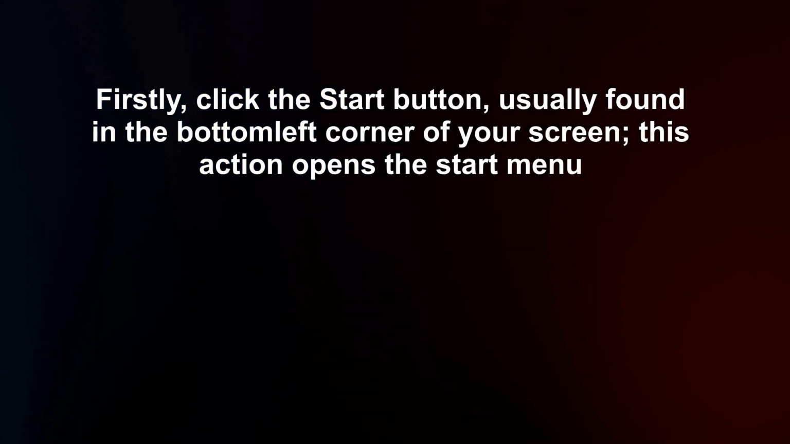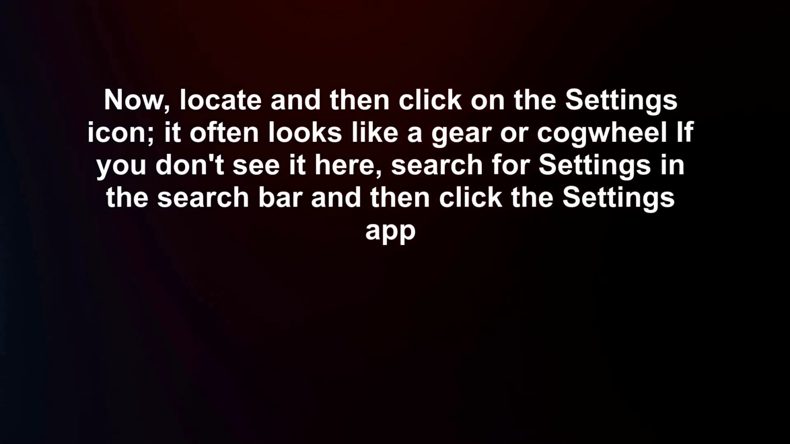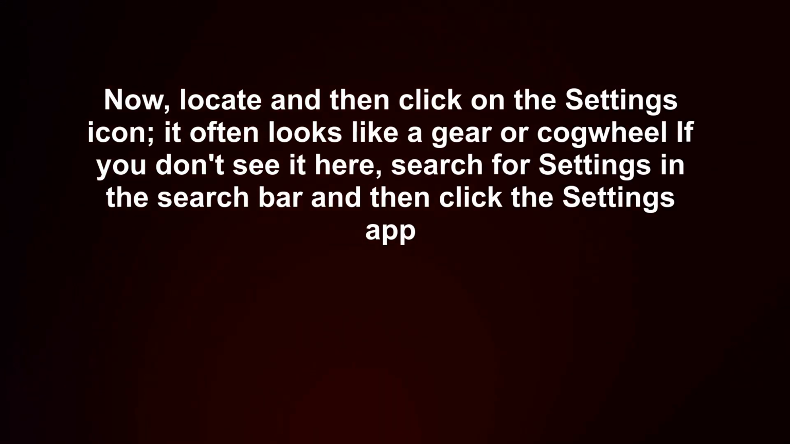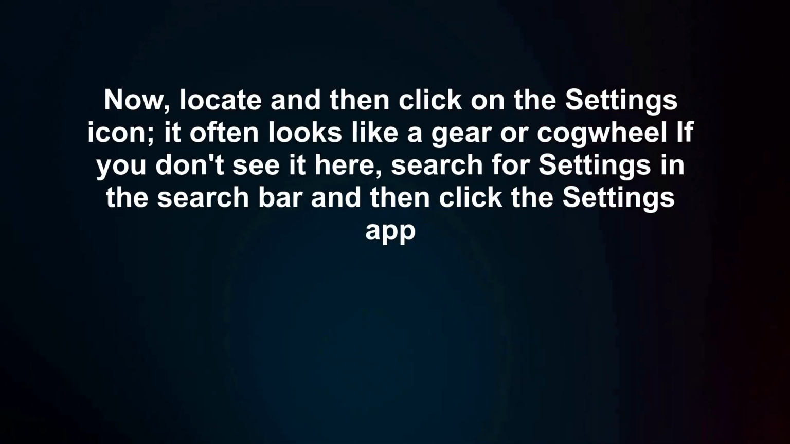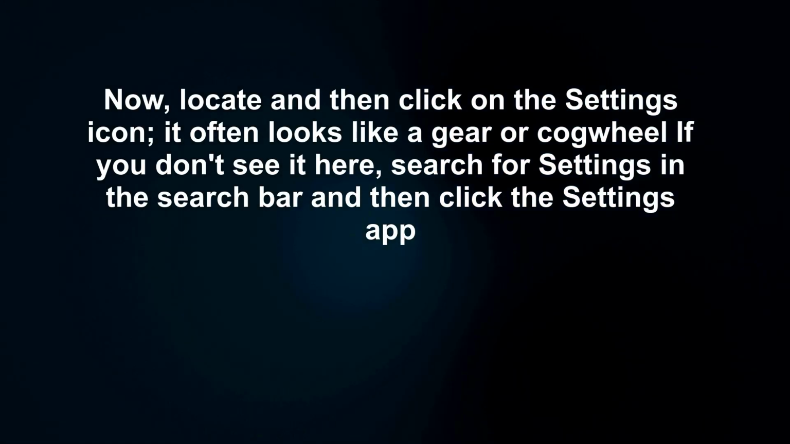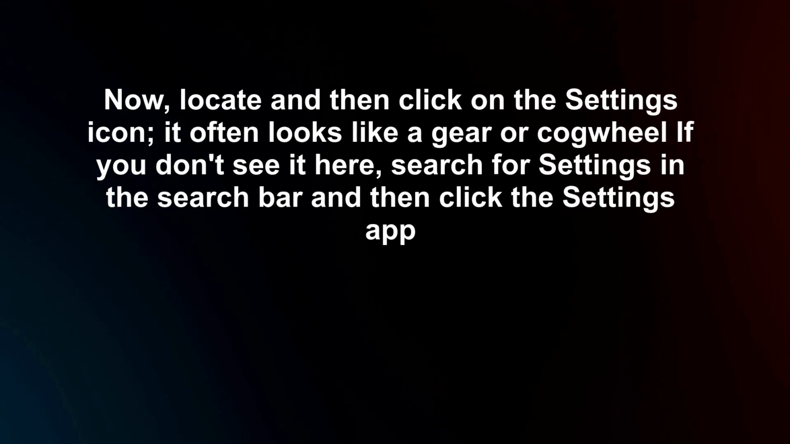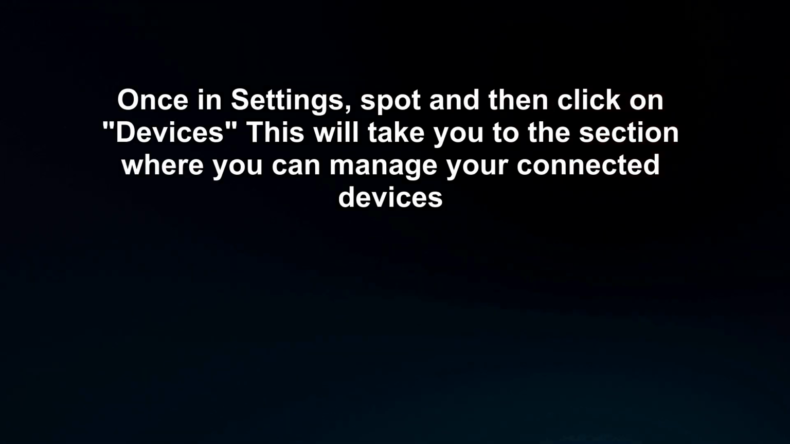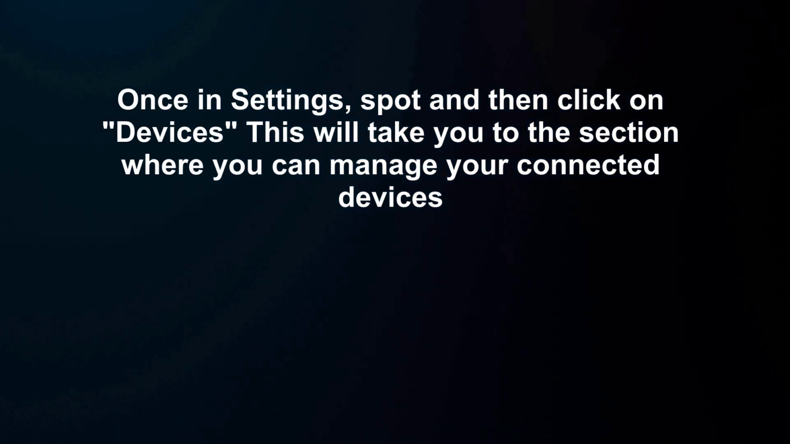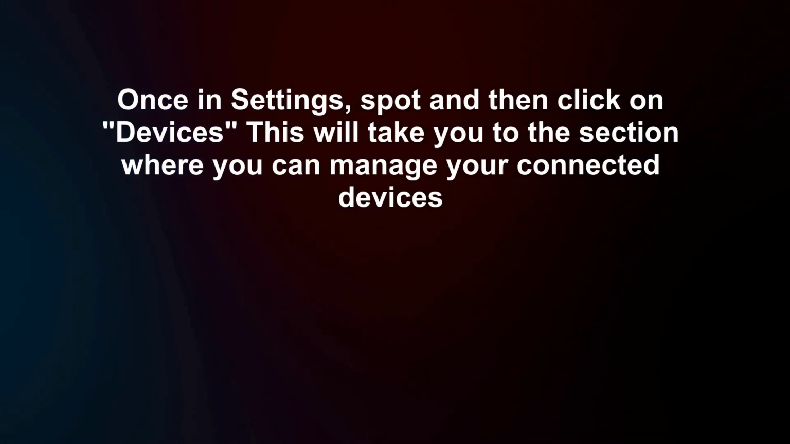This action opens the Start menu. Now, locate and then click on the Settings icon. It often looks like a gear or cogwheel. If you don't see it here, search for Settings in the search bar and then click the Settings app. Once in Settings, spot and then click on Devices. This will take you to the section where you can manage your connected devices.